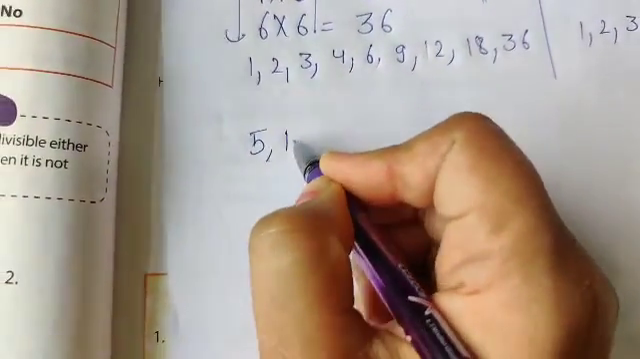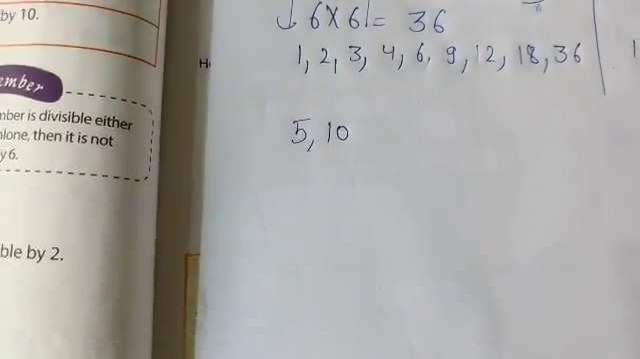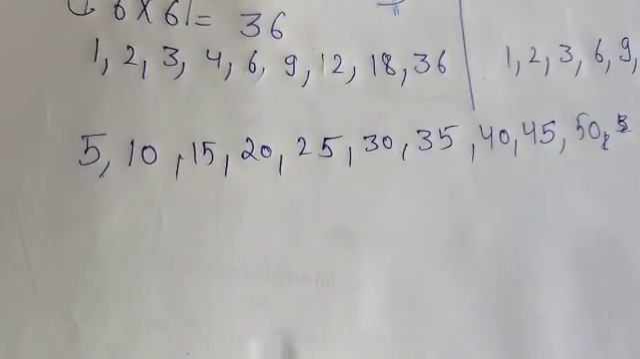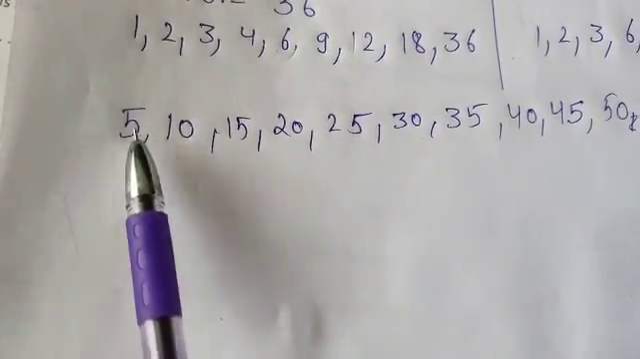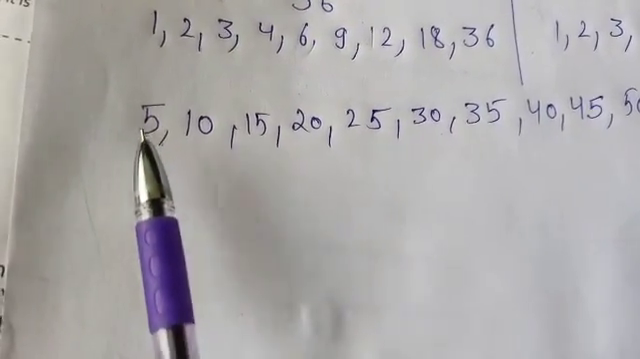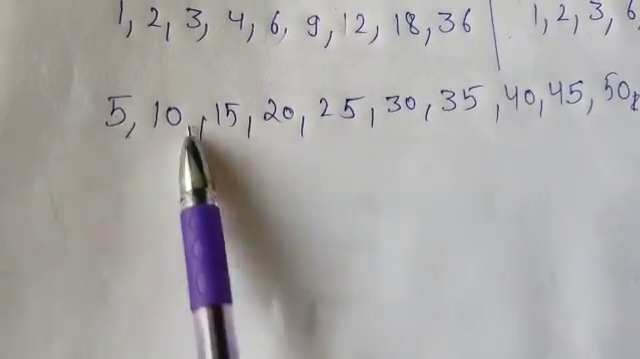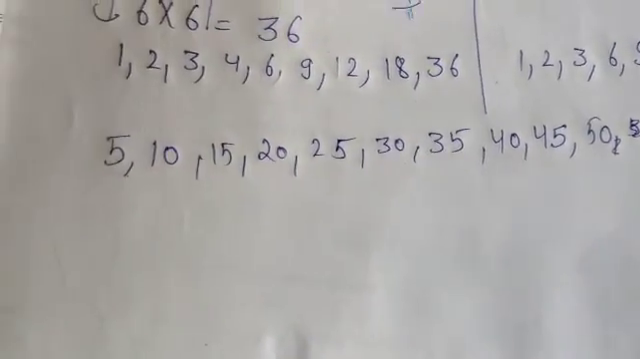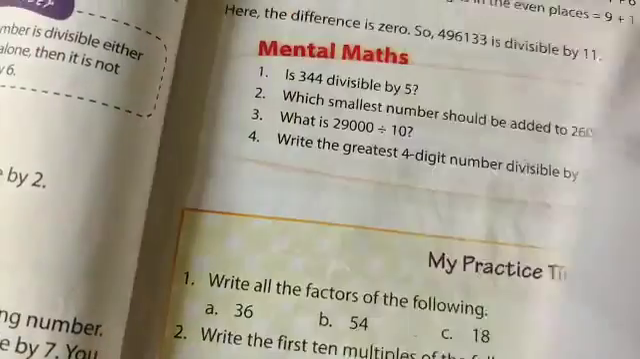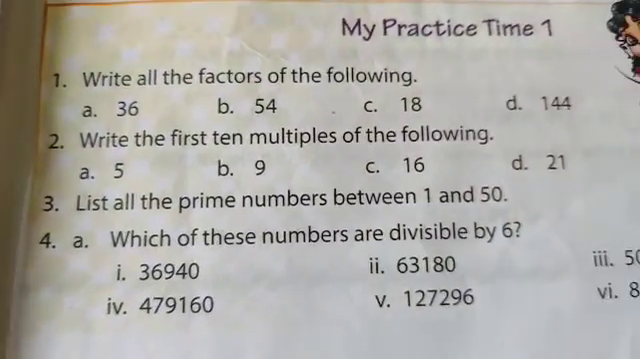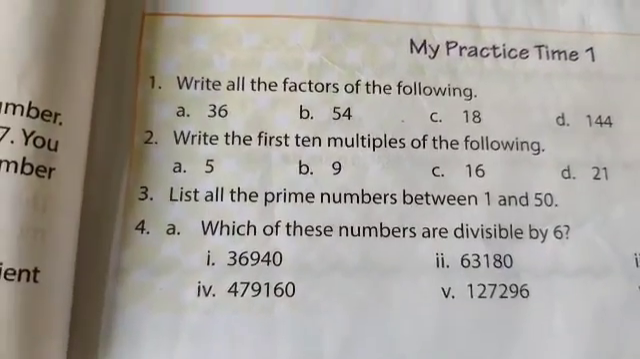So 5 multiples. 5 ones are 5, 5 twos are 10. Like this you have to write. See, you have to write the first 10 multiples of 5. Like this you have to write. Is it clear? Sure? So similarly you can write the multiples of 9, 16 and 21 also.